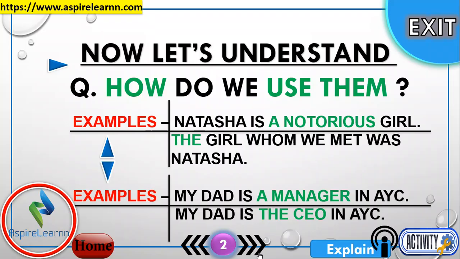Using the for specific references. The girl whom we met was Natasha. The is used because we are referring to a specific girl, Natasha. My dad is the CEO in AYC. The is used because CEO is a unique position in the company. Simple rule to remember: a or an when talking about any one of many. The when talking about something specific or unique.